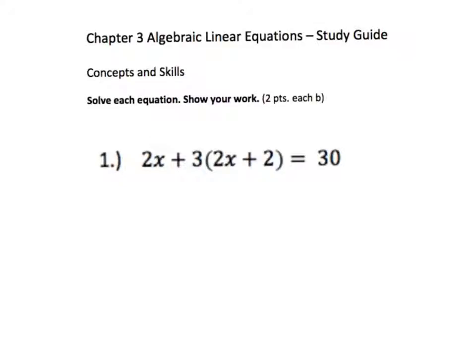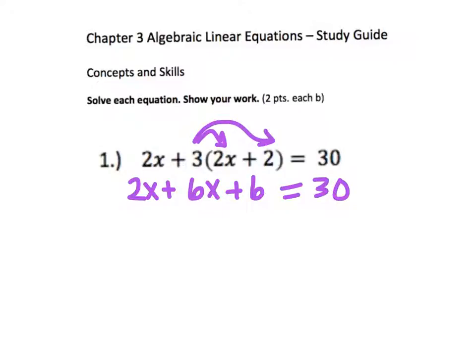Chapter 3 Study Guide. Number 1. This is a multi-step equation. The first thing you should do is use the distributive property. When you distribute, 3 times 2x is 6x, and 3 times 2 is 6. Then I bring everything else down.